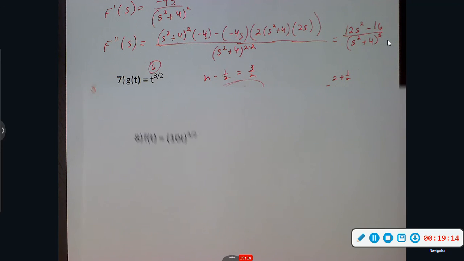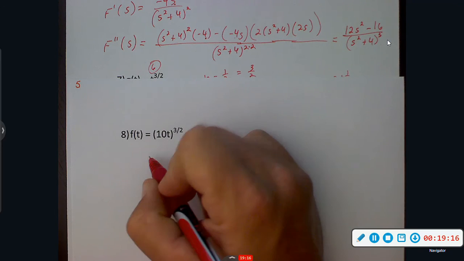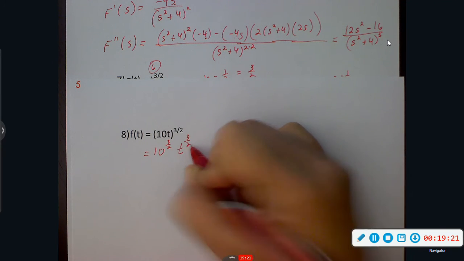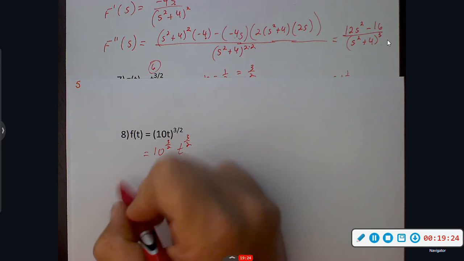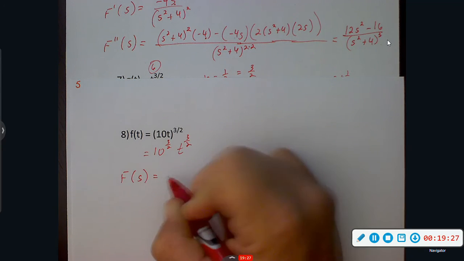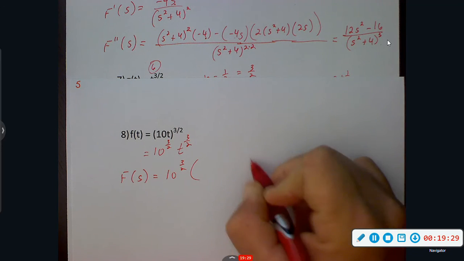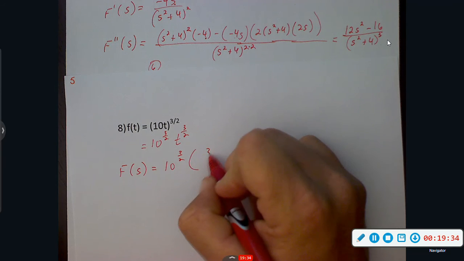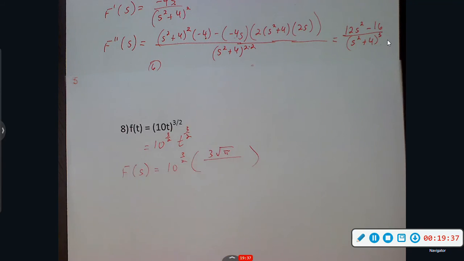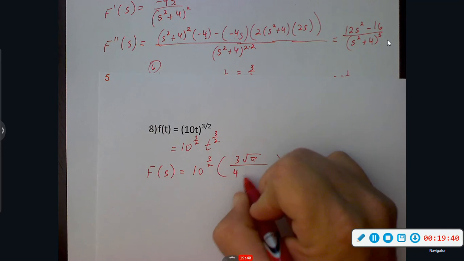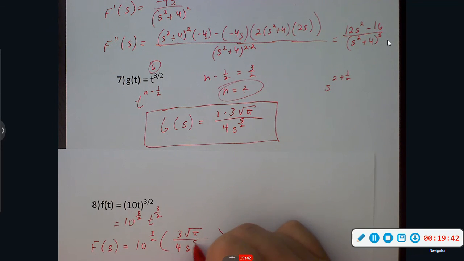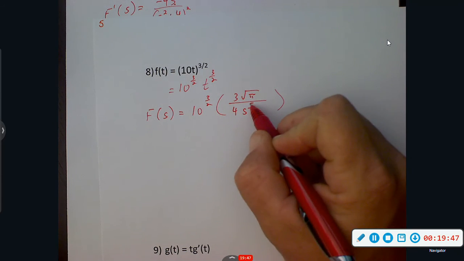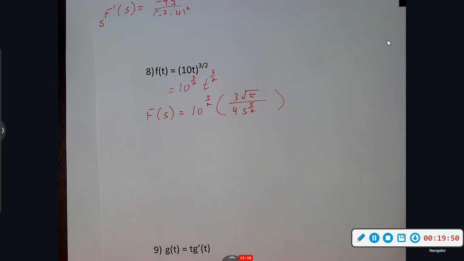Number 8, you'll see the similarities. So on number 8, you just need to remove the 3 halves in front. There you have your t to 3 halves, so the Laplace transform for this, F of s, would be 10 to the 3 halves. That's still out in front. And then everything else that we just had: 1 times 3, so 3 square root pi over 4 s to the 5 halves. And that's an exponent here. That's the exponent of s. 5 halves is the exponent of s, and that's the answer.